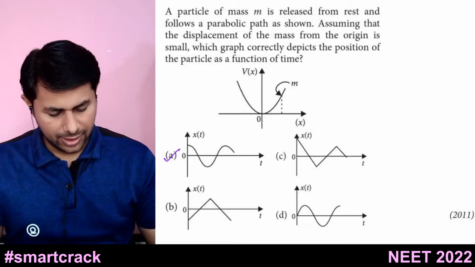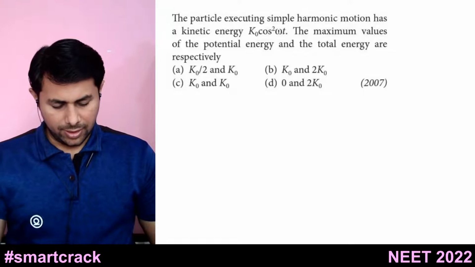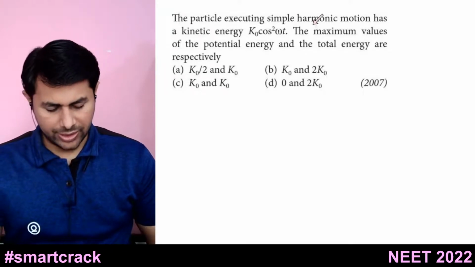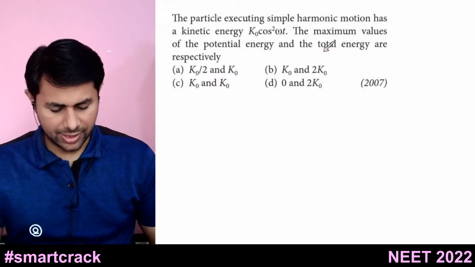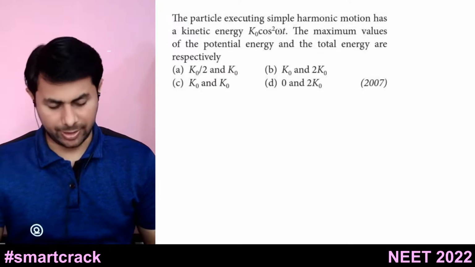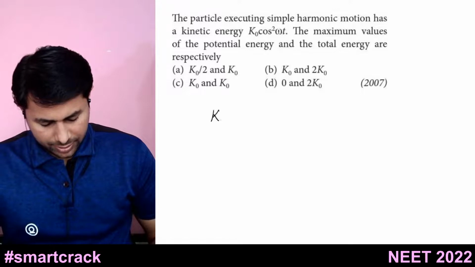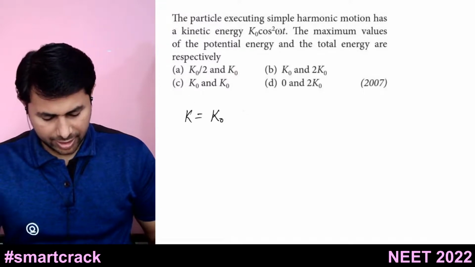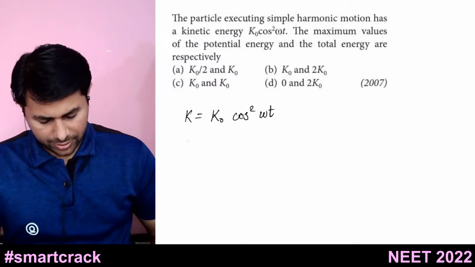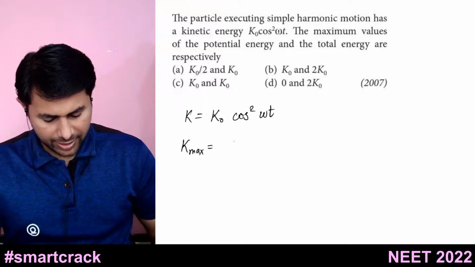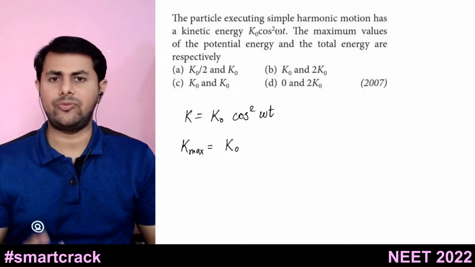Okay, this is again a very simple question. The next question: a particle executing simple harmonic motion has a kinetic energy K naught cos squared omega t. The maximum values of potential energy and total energy are respectively? So see, we know that kinetic energy is given by this formula, K naught cos squared omega t. So the maximum value of kinetic energy, let's find out. It's K naught, because the maximum value of cos omega t is 1.